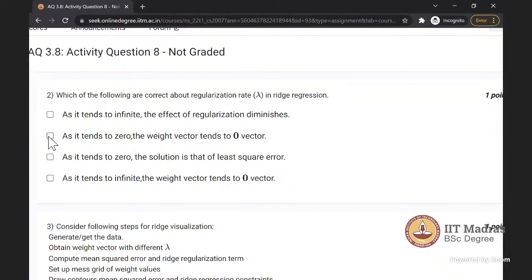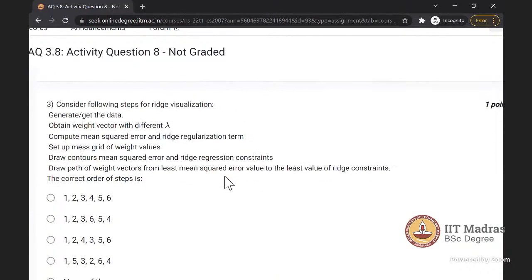Right, third. Okay, so as regularization tends to 0, yes, the solution is like the original problem where there is no regularization. Option number 4, as it tends to infinity, the weight vector tends to 0. That is also true. Yeah.